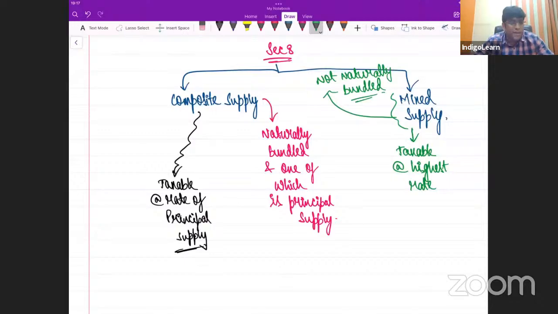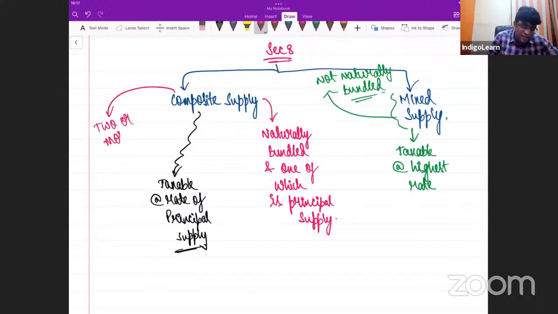Next. Somebody is asking, sir, in composite supply, must both be taxable or can one be exempt? Good question. Friends, let me tell you, in composite supply, it should be two or more taxable supplies. Definitely, to call it composite, it should be two or more taxable supplies. No doubt about it.